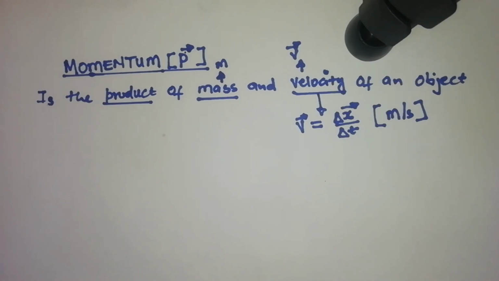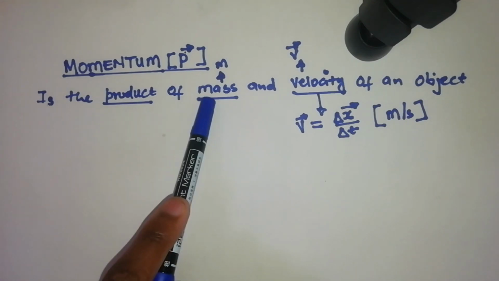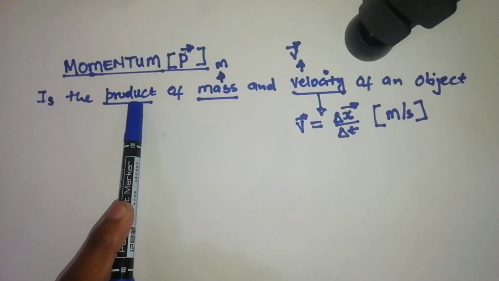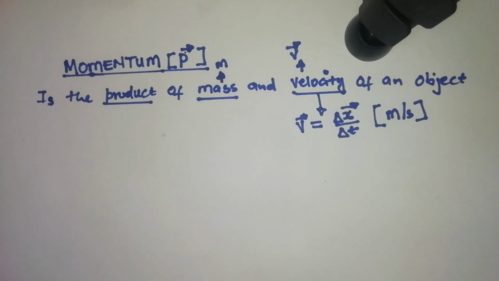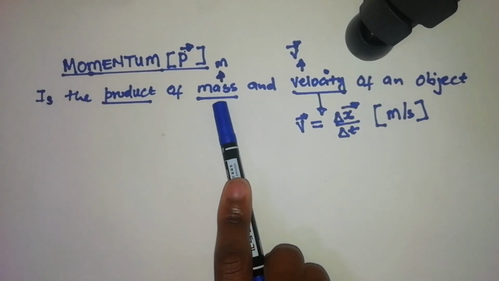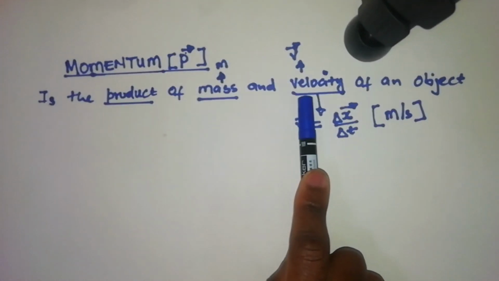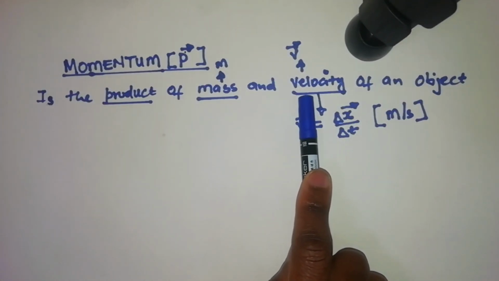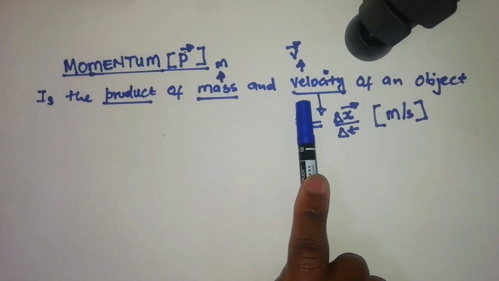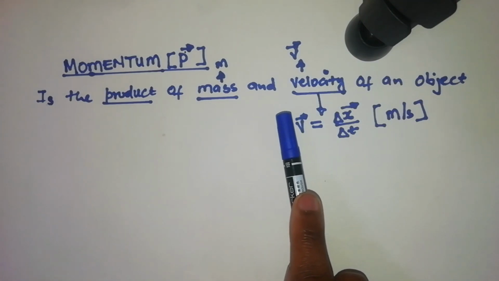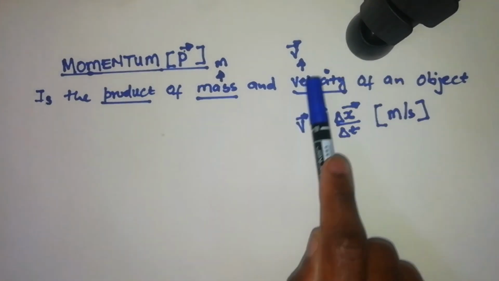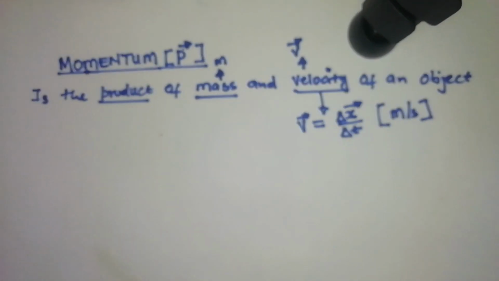Now, our definition says the product of mass and velocity. What do they mean by the product? Product means, in mathematics, we multiply two or more variables or values. So this means if we multiply the mass of an object with its velocity, we'll get the momentum of that particular object. Again, there is a relationship between momentum and these two physical quantities.